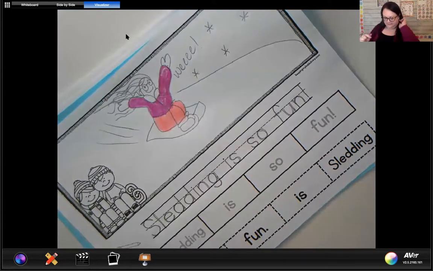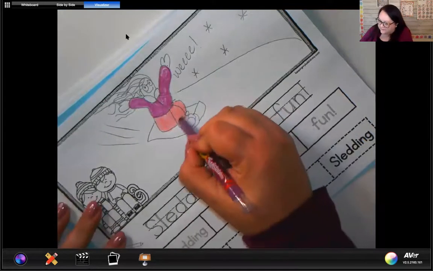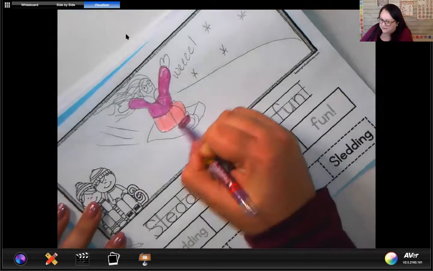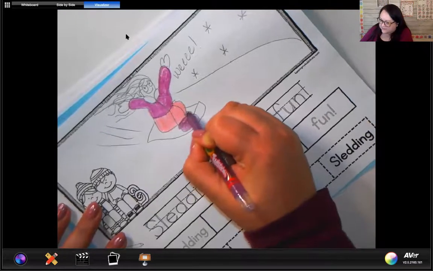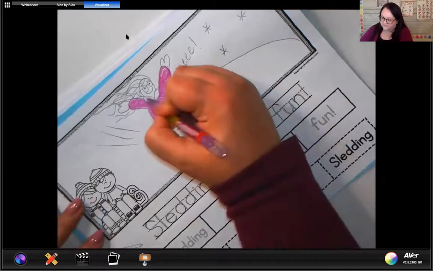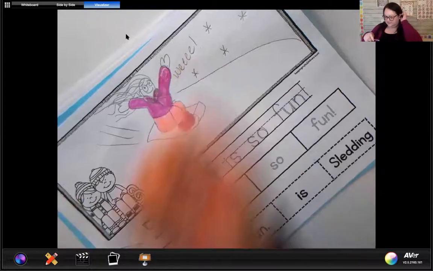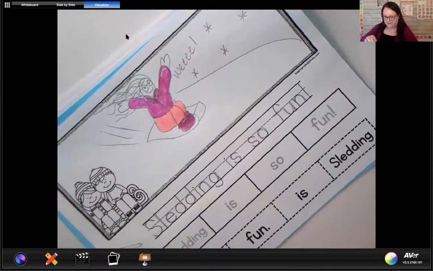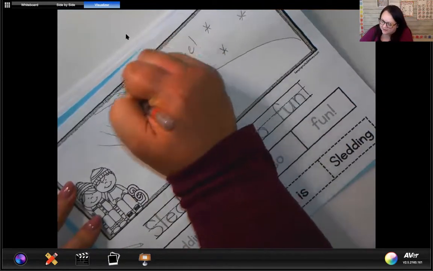Let's do this color. Looks like the color of my sweater that I'm wearing today. Okay, and then Mrs. R has dark hair. It's not black, but it's pretty dark brown. So I'm going to color my hair.